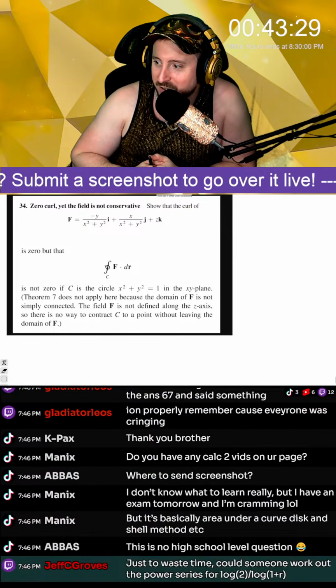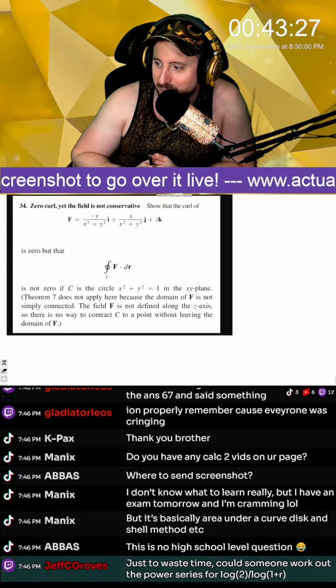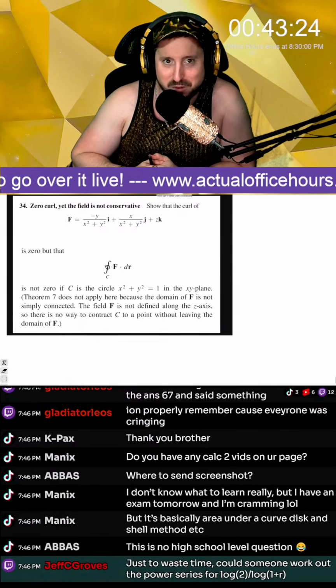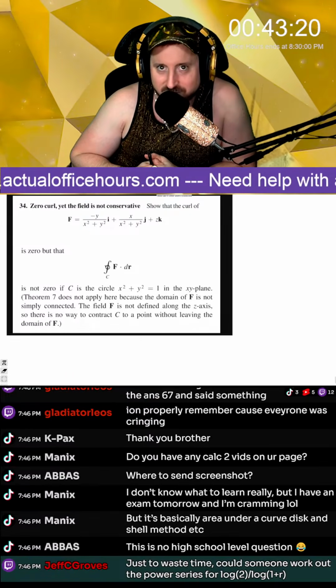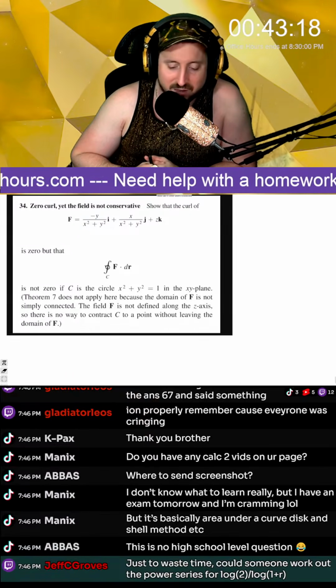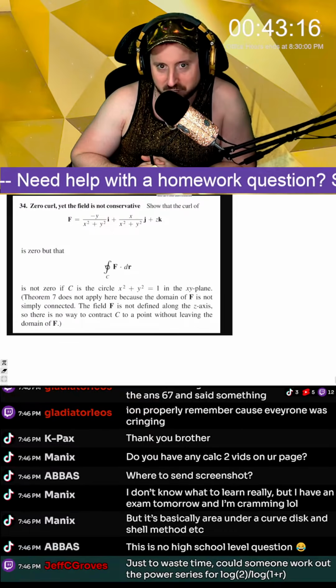Just to waste time, could someone figure out the power series for log of 2 over log of 1 plus r? Yeah, see, at least 6-7 is now cringe, so it'll stop.